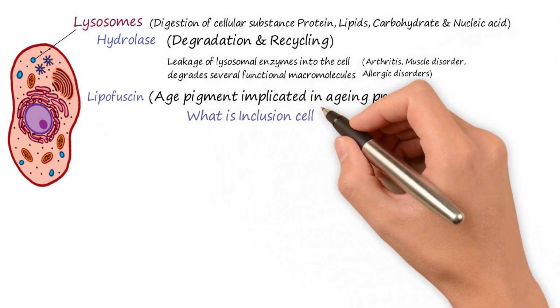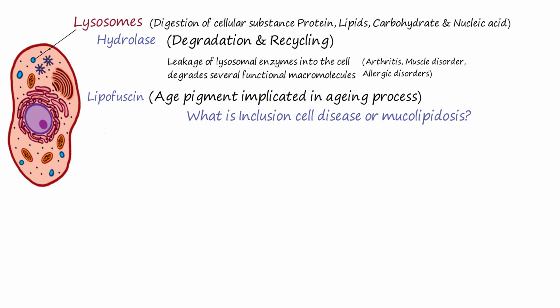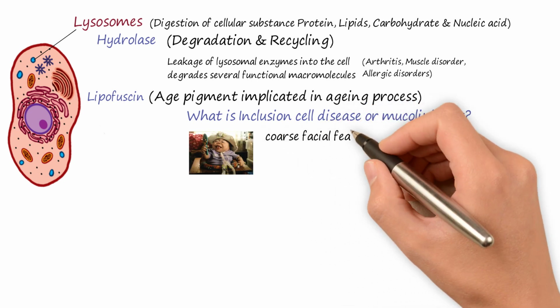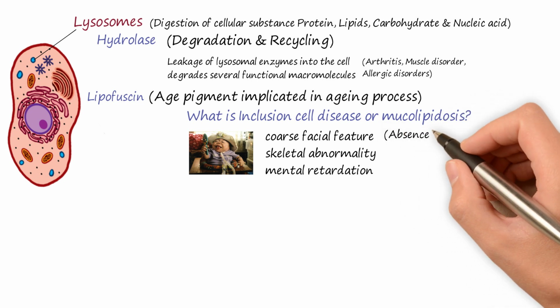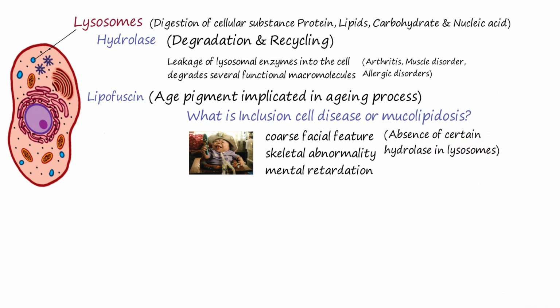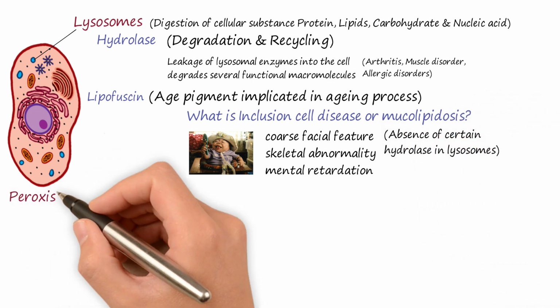What is inclusion cell disease or mucolipidosis? It is a lysosomal storage disease characterized by coarse facial features, skeletal abnormality and mental retardation, due to the absence of certain hydrolases in lysosomes.